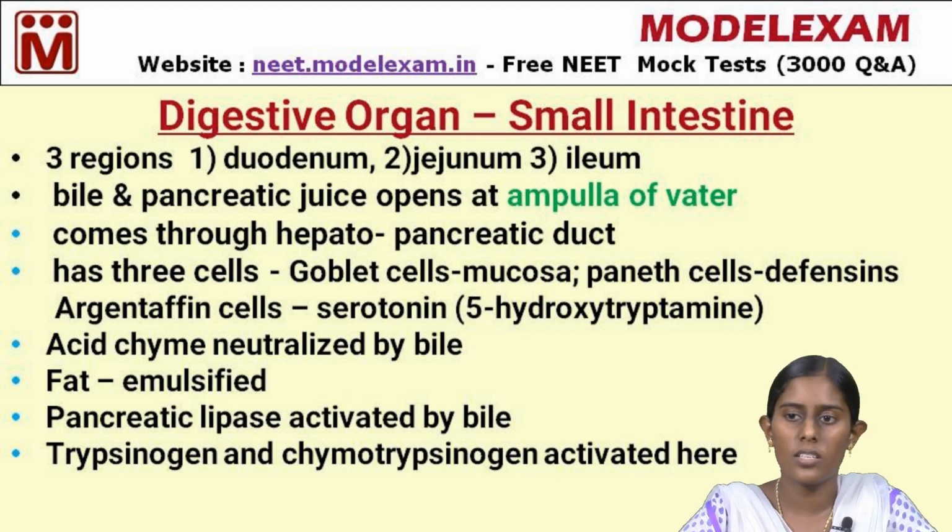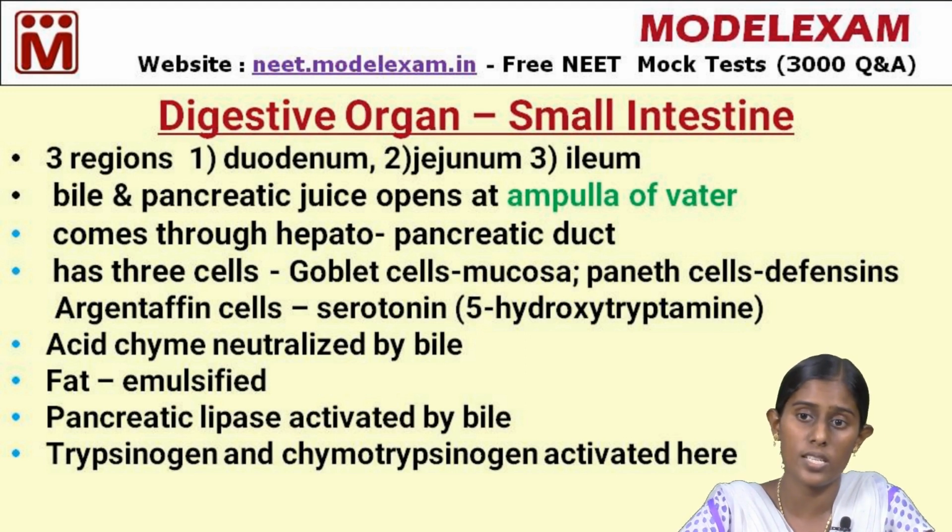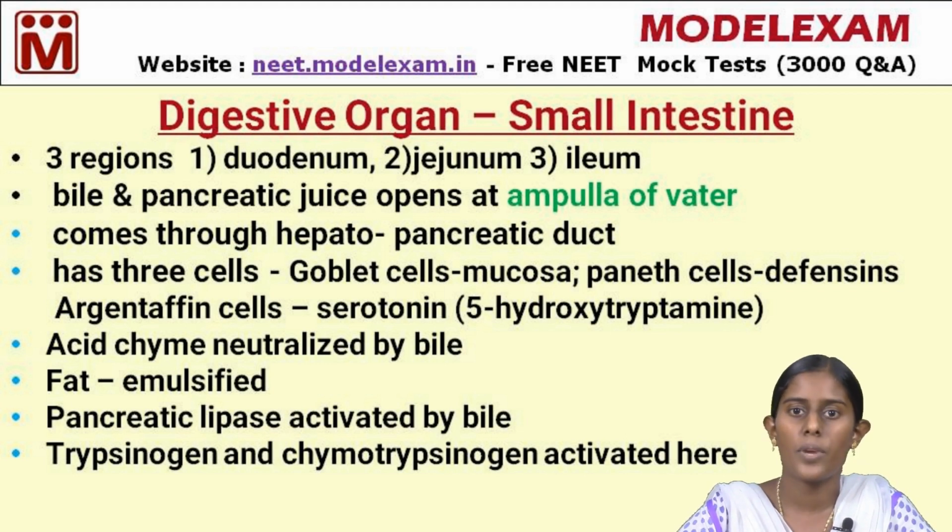Now the acid chyme is neutralized. So the main functions of bile are neutralization and emulsification. Pancreatic lipase starts acting on the fat molecules. So fat digestion is initiated here, because carbohydrate digestion and protein digestion already started in the stomach itself. Now lipid digestion is initiated only in the small intestine. The intestinal digestive process we will discuss later.